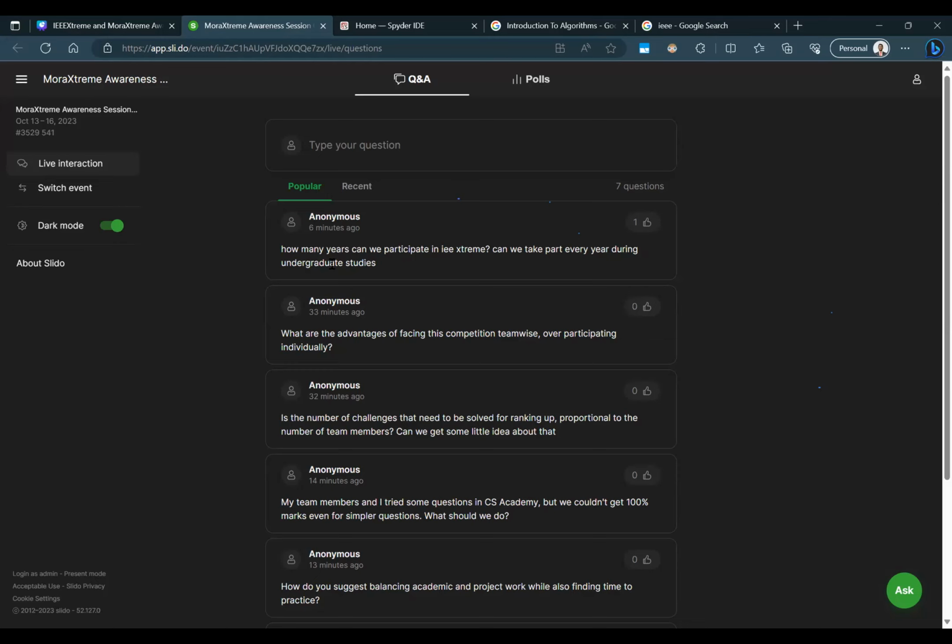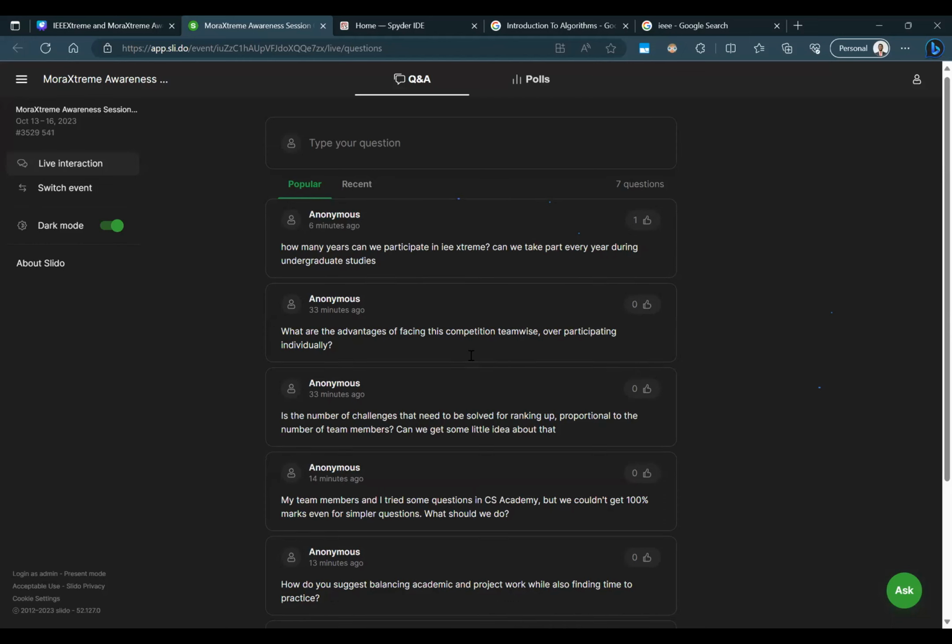How many years can you participate? Can we take part every year during undergraduate? Yes, you can take part every year during undergraduate, but after you are done with your undergraduate degree, then you cannot participate. From my knowledge, that's how it is. What are the antecedents? I think these two we covered.